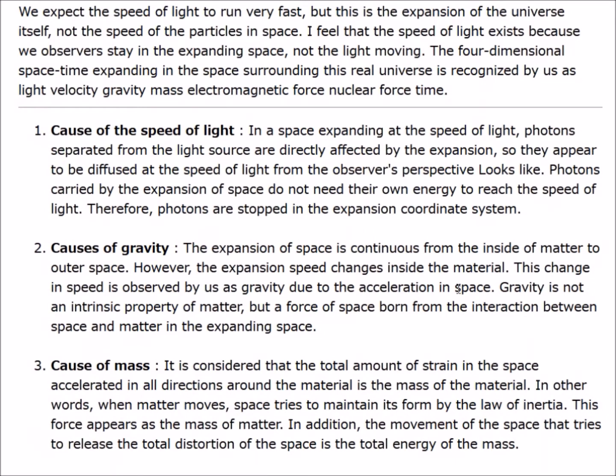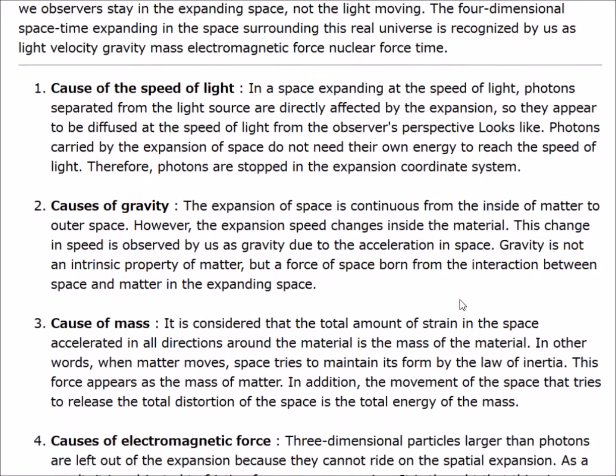In a space expanding at the speed of light, photons separated from the light source are directly affected by the expansion, so they appear to be diffused at the speed of light from the observer's perspective. Looks like photons carried by the expansion of space do not need their own energy to reach the speed of light. Therefore, photons are stopped in the expansion coordinate system.